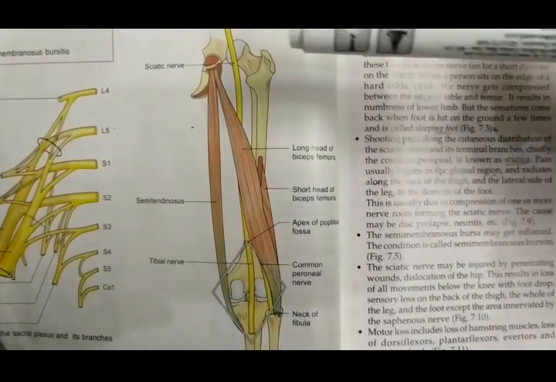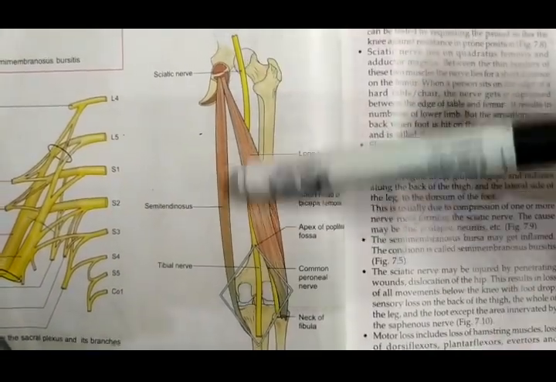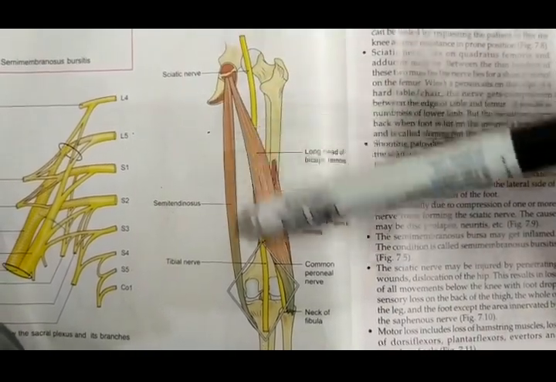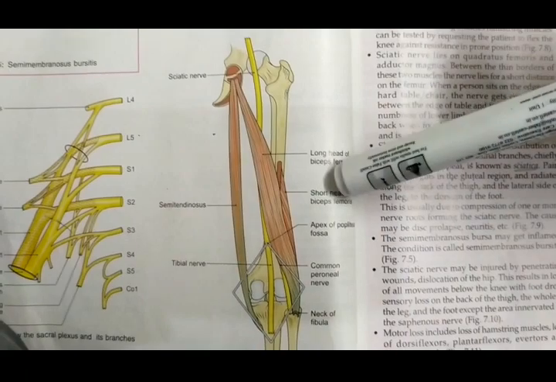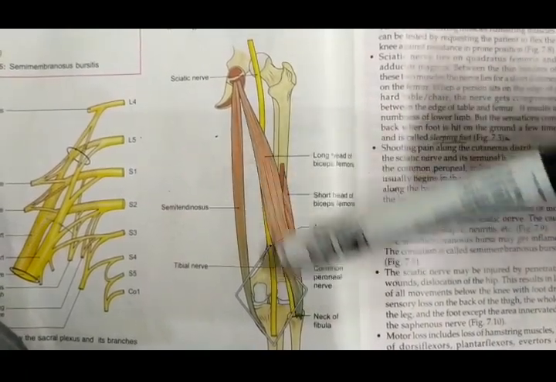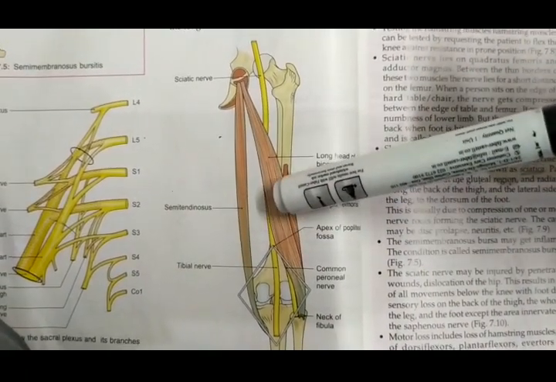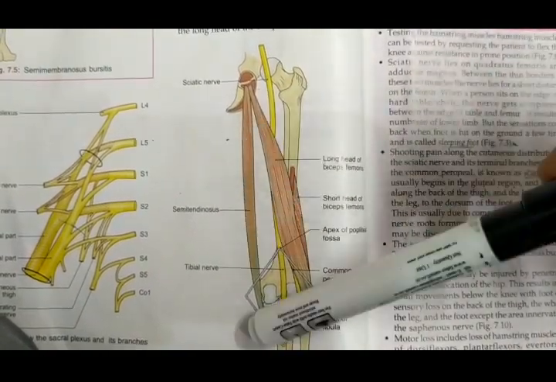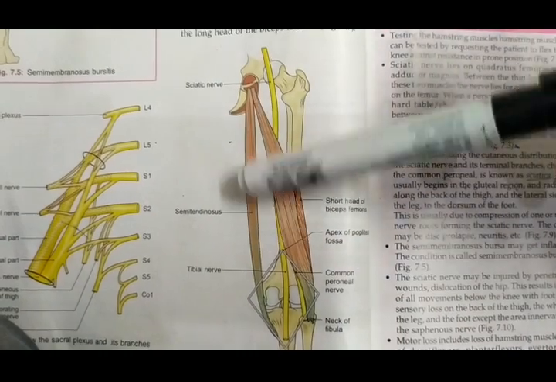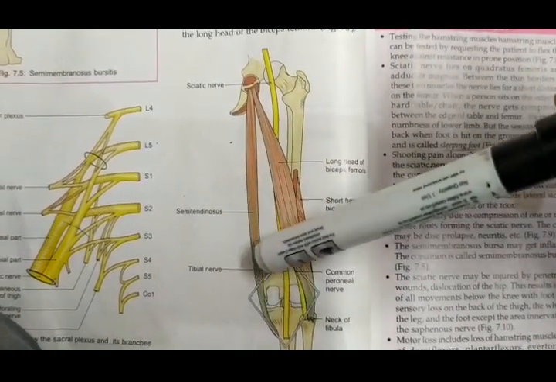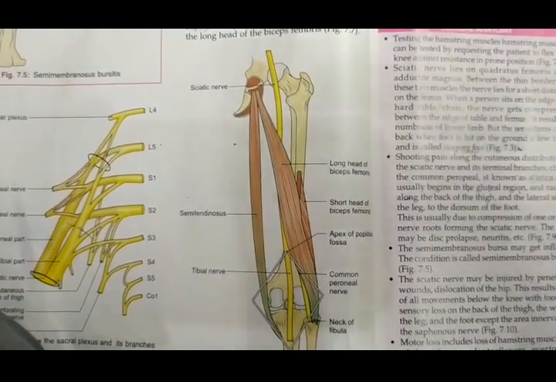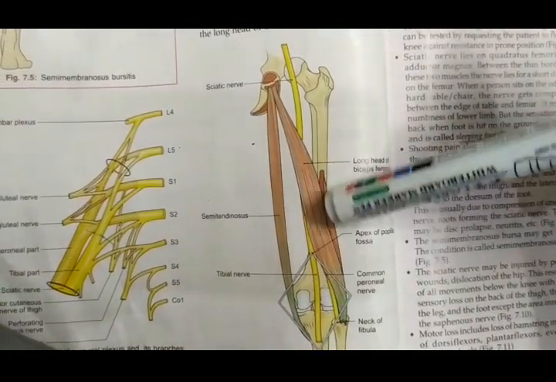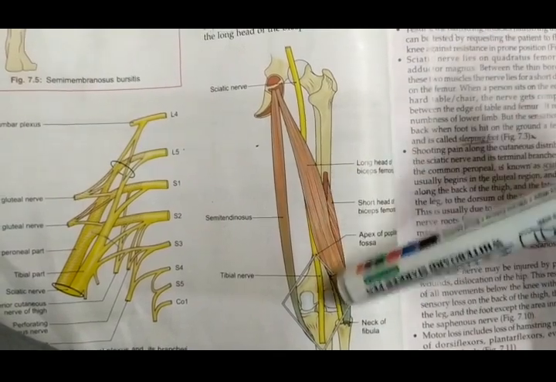Here you can see the relation of the sciatic nerve in the posterior region of thigh. So the posterior relation is the long head of biceps femoris. As you can see here, this is the long head of biceps femoris, and medially by the semitendinosus muscle and also the semimembranosus. It will be coming here near the semitendinosus, and laterally by this same biceps femoris, its short head.